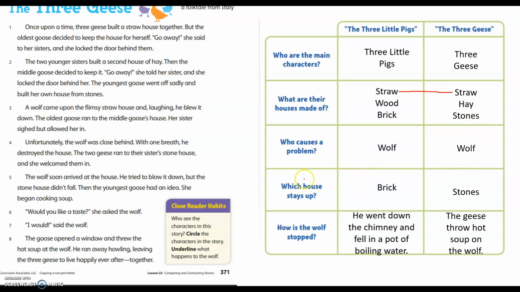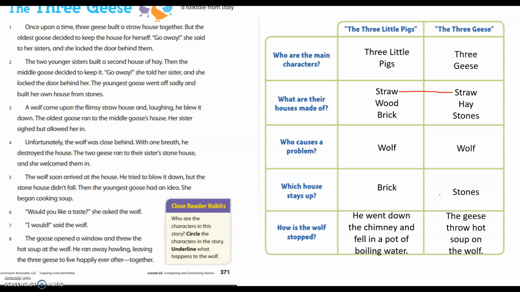This is something the same. Who causes the problem? The wolf causes the problem in both stories. Which house stays up in the end? The last one, the brick and the stones. So they are different materials, but you can compare these two stories by identifying that the stronger material is what stays up, or the last one.